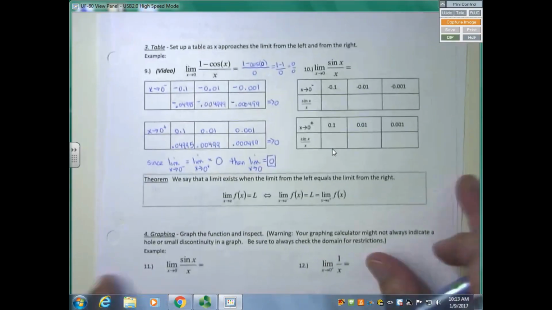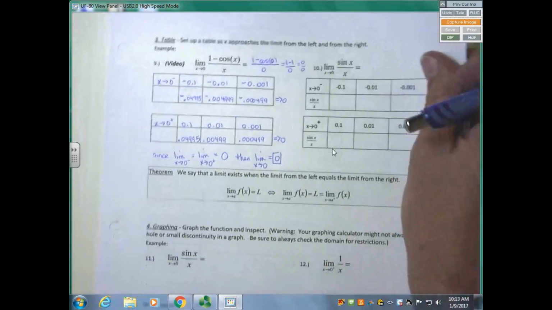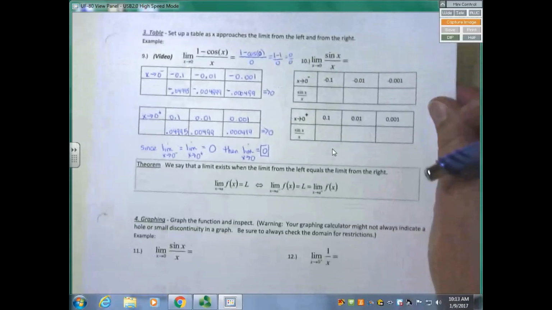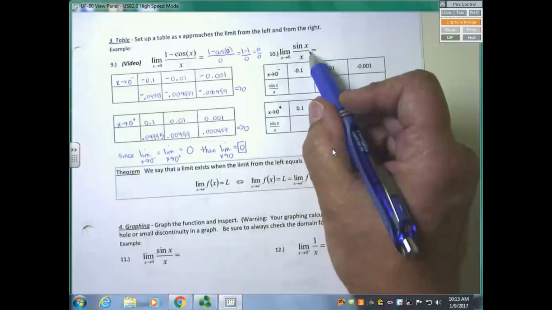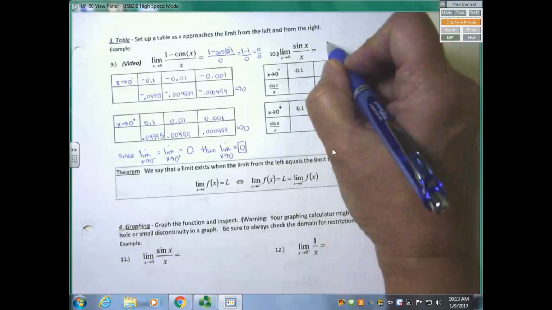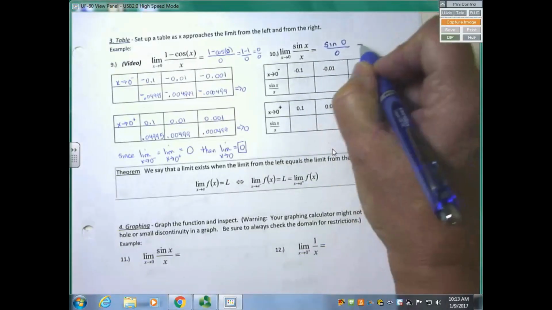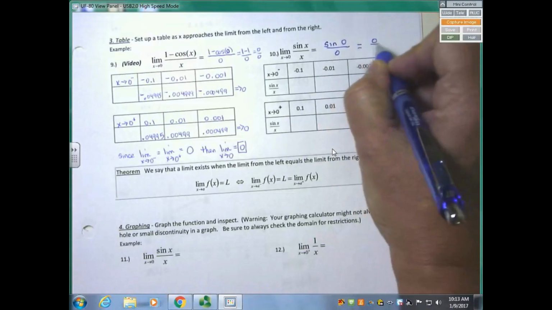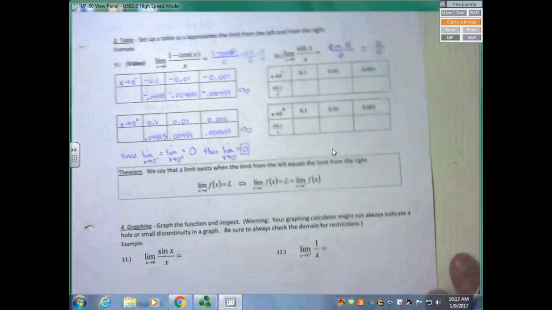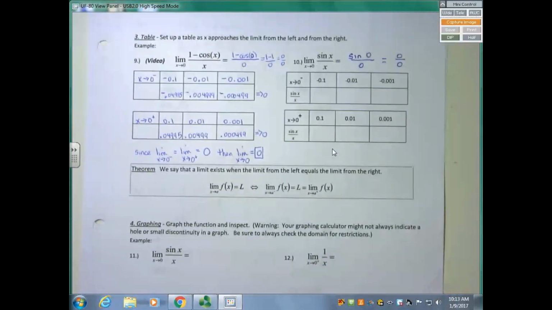Okay, so let's make sure this is indeterminate form, because remember, we might get an answer. If you get an answer when you plug in your number, you're done. All right, so this is the limit as x approaches 0 of sine of x over x. So I'm going to try plugging 0 into there. Sine of 0 is 0, so that is indeterminate, so that means I will get an answer somehow.